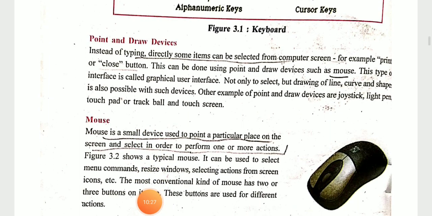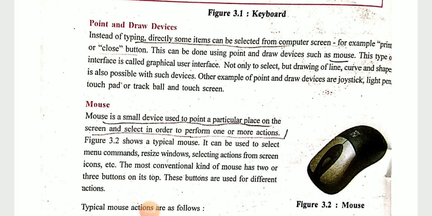Then next, point and draw devices. Instead of typing directly, some items can be selected from the computer screen. For example, a print or close button. This can be done using point and draw devices such as a mouse. This type of interface is called a graphical user interface. Not only to select, but drawing of lines, curves and shapes is also possible with such a device.